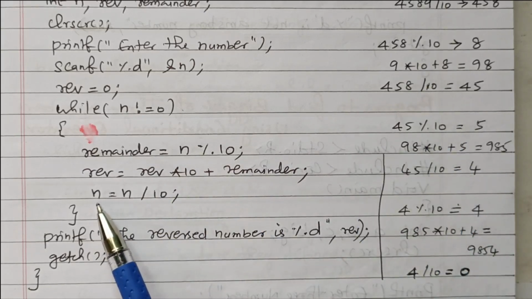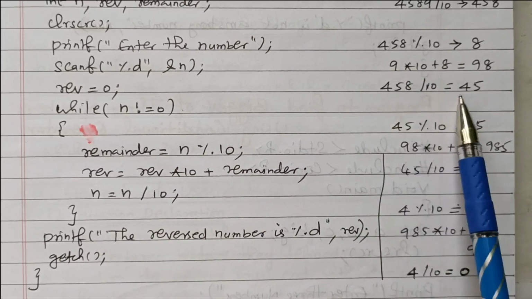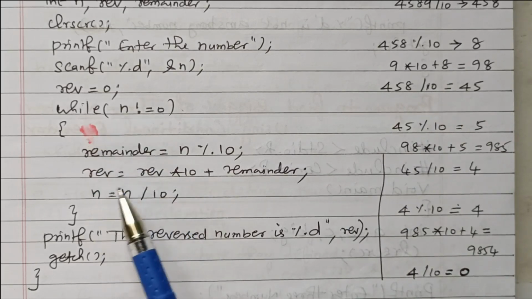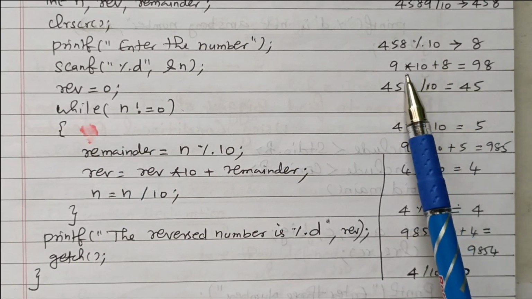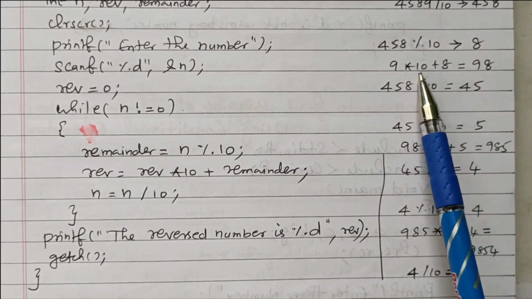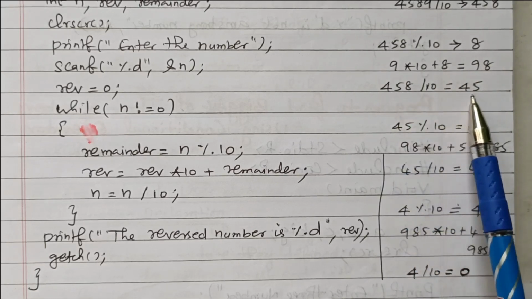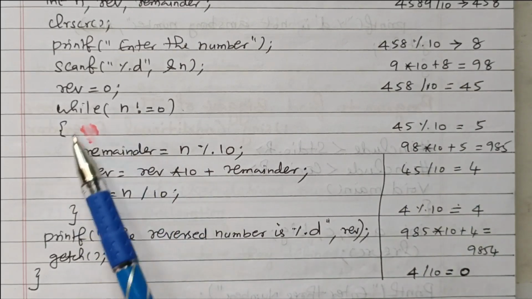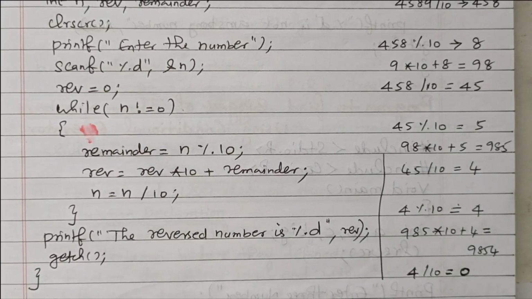Then what we need to do? n equal to n by 10. This is divided by 10, so that 458 becomes 45. So these three processes we are doing inside the loop. First, finding the remainder using the modulo operator. Then adding the value by multiplying by 10, so the digit place will increase. Then divide by 10 in order to reduce the digit. This process will be repeated until n becomes 0. If n is not equal to 0, the process will continue.